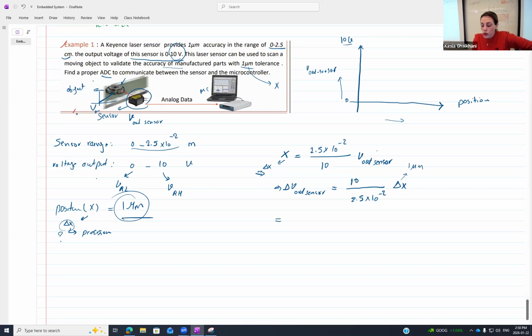So if you just calculate this one, it becomes 10. Just put this one in here. I'm going to just give you the number. It becomes 4 times 10 to the power of minus 4 volts. This is going to be your analog to digital, which must actually provide at least this resolution. Question?